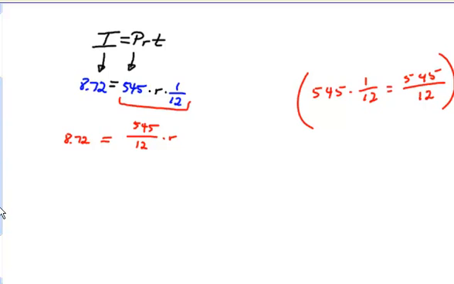If I want to cancel this, how do I kill what's in front of R? Okay, so the way you look at it is divide by 12, or wait. So dividing by a fraction means basically you're going to multiply by its reciprocal. Okay. So that's the same as me saying times 12 over 545 on both sides.